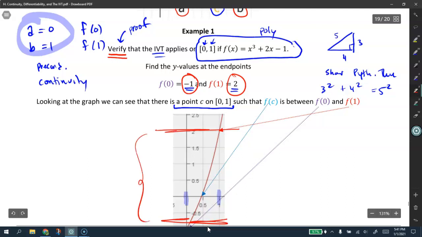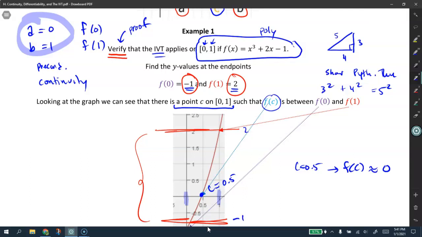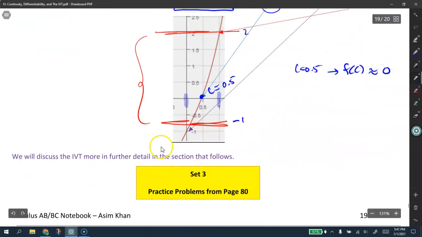And so notice how there are many points that would fulfill this. Like for instance, where my arrow is pointing, if I were to pick this point over here, notice that the value of C is approximately 0.5. And at C is equal to 0.5, what do we notice about f of C? It's approximately equal to 0. And the number 0 is between negative 1 and positive 2, right? That's all we're trying to show, is the IVT does work. It actually does apply and it does work in a graph such as this, okay?